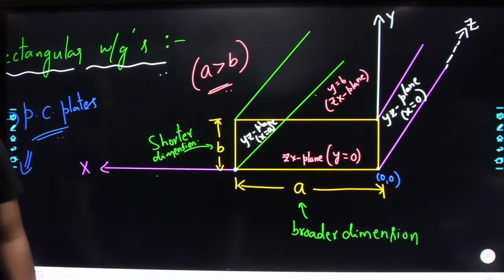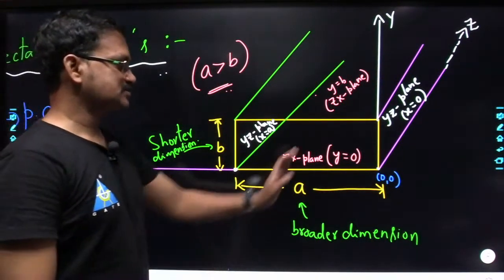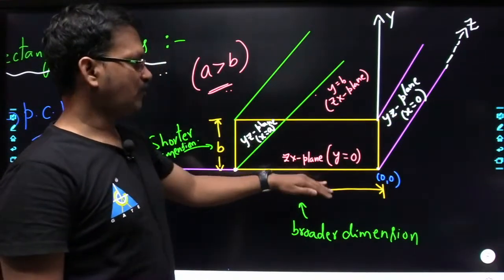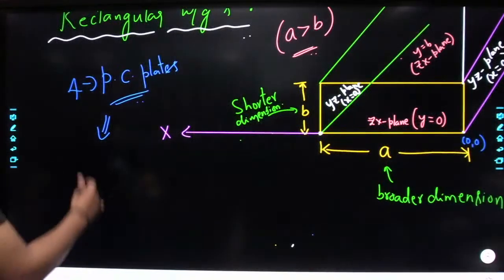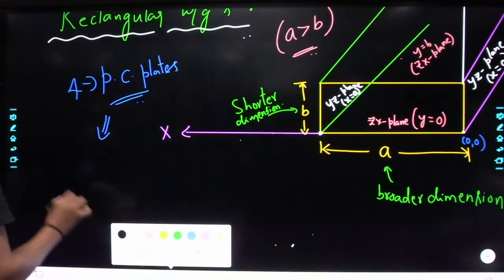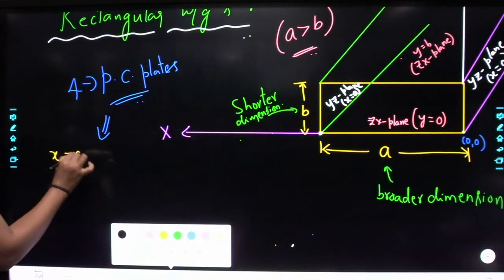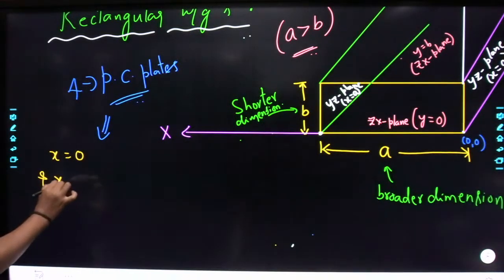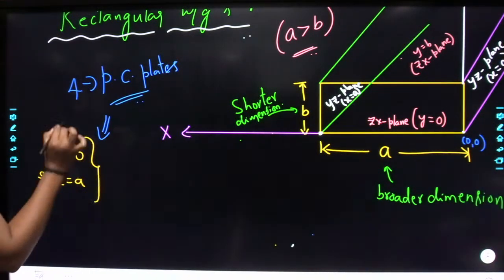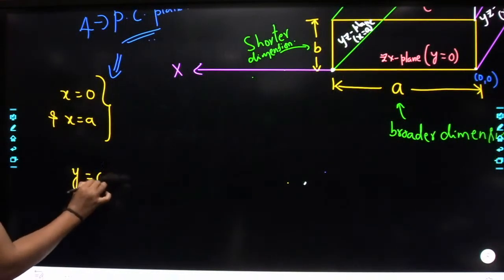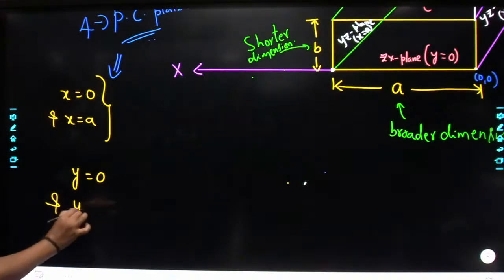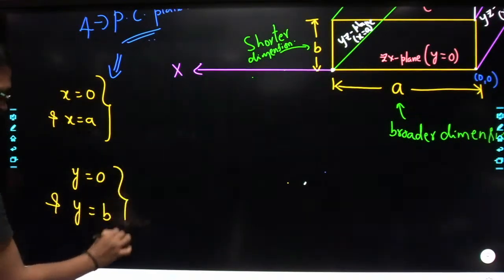So you have four conducting plates: two side plates, one bottom plate and another top plate. One is placed at x equal to 0 and another is placed at x equal to a, right. And two more conducting plates: one is placed at y equal to 0 and another is placed at y equal to b, right.